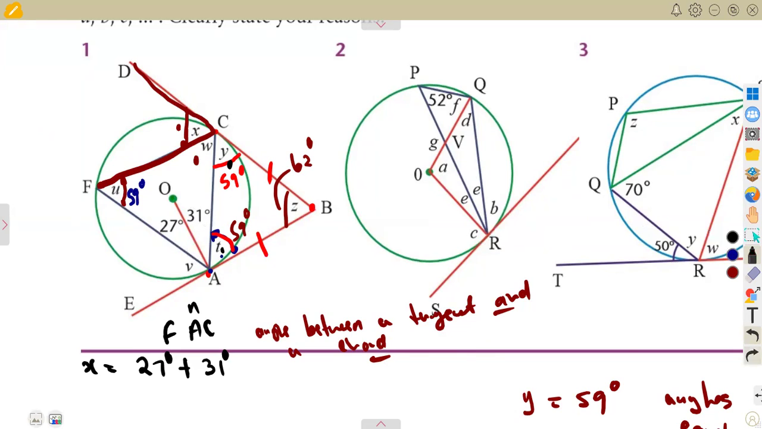That is the sum of these two angles that we are given. And that was going to give us 58 degrees. So this is 58 degrees. X is going to be 58 degrees. So we have got X.